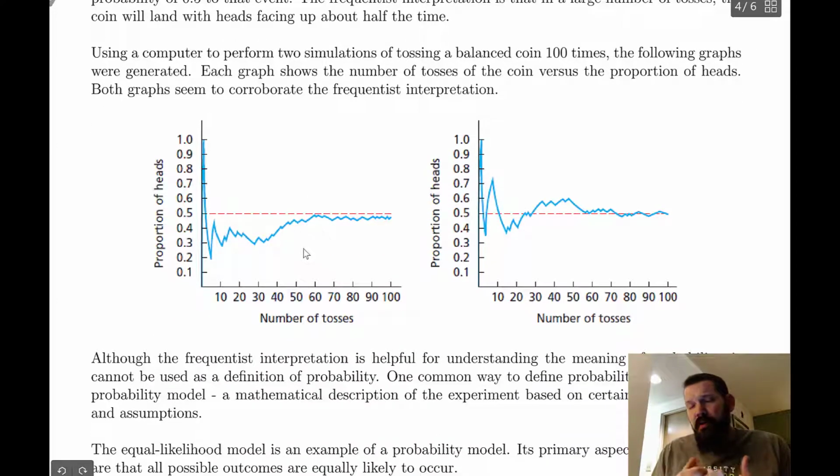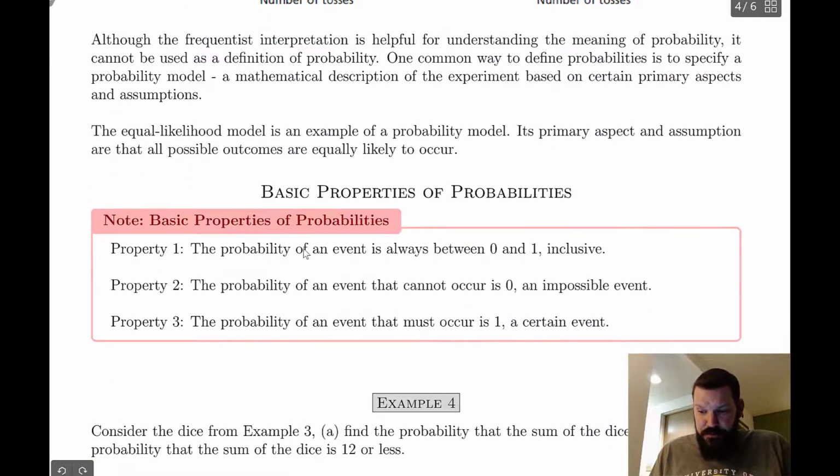So probability just means what we think might happen. It doesn't guarantee it's going to happen. It just means that there's a pretty good chance that this is the way it's going to happen, or the way it will occur.